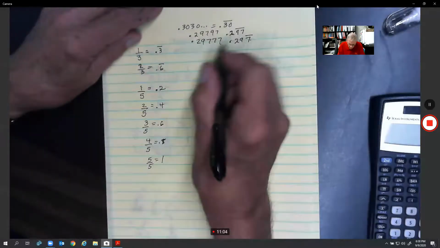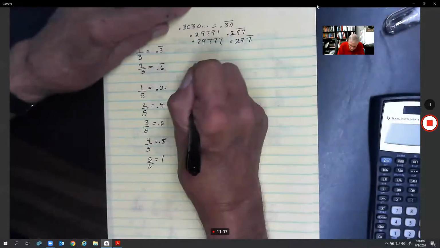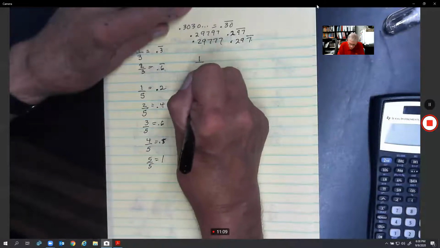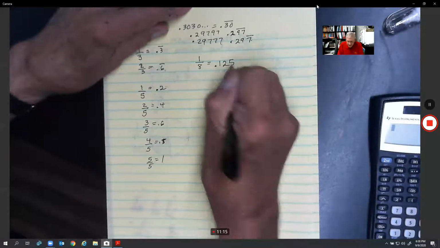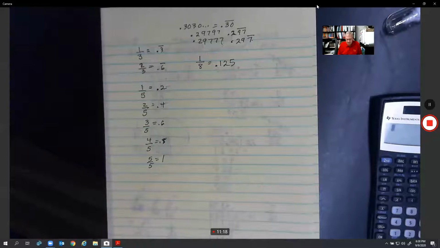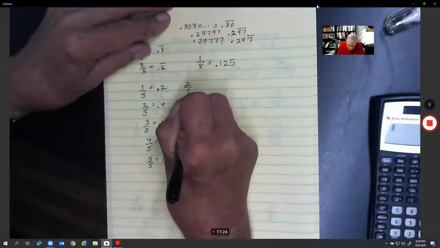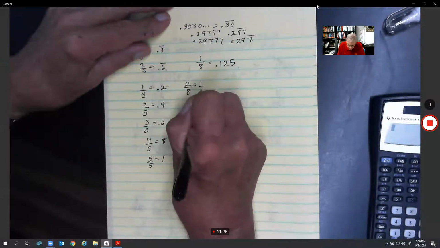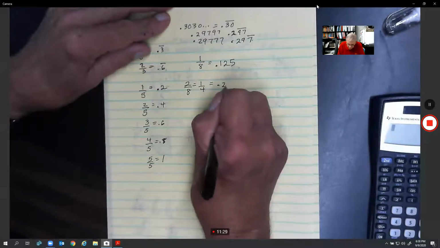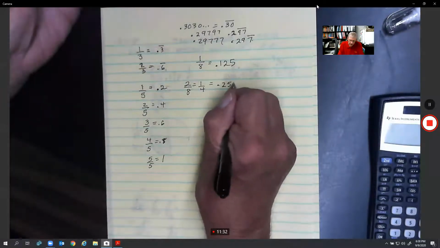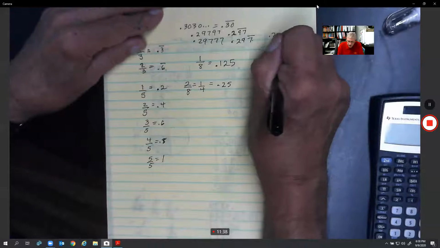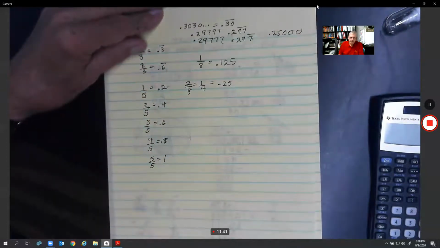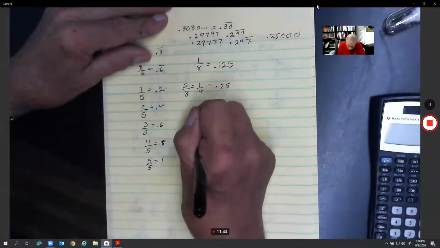Okay, now let's go through the most common ones, the eighths. Use those a lot. These are a little bit harder. 1/8 is 0.125. You might want to write these down, they come in handy. 2/8 is the same thing as 1/4 if we reduce it, and we know that's 0.25. Or you could carry it out another place, 0.250. You can always add zeros behind a decimal. You can put as many zeros as you want.